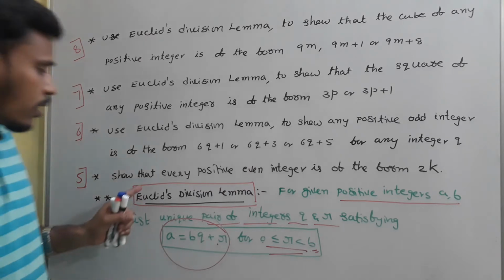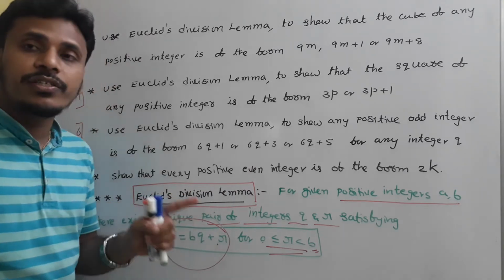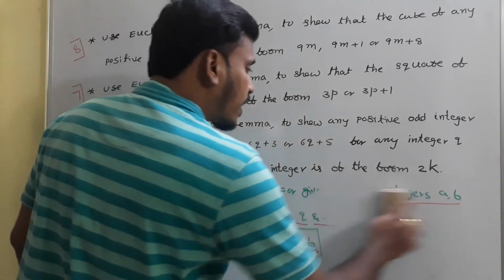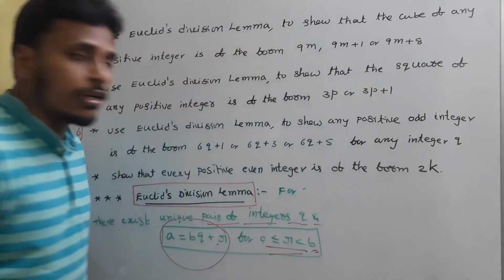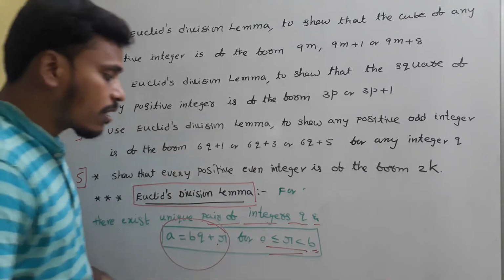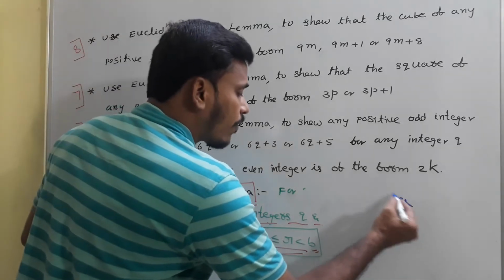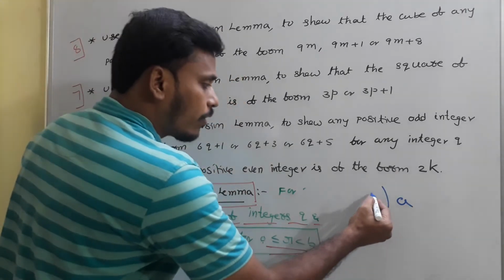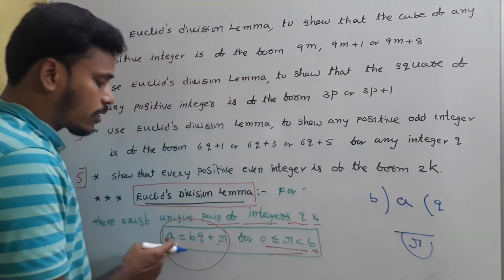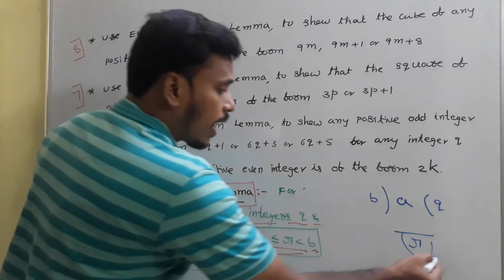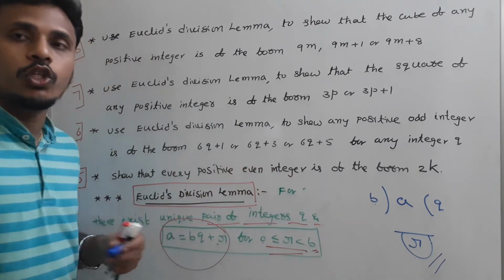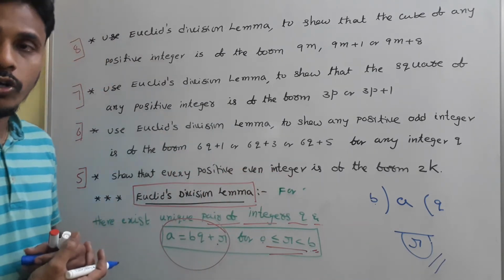As we mentioned in the previous class, this Euclid's division lemma is just a restatement of our long division process. Comparing the long division process with this lemma, a is equal to bq plus r for 0 less than or equal to r less than b is simply our usual division. If you divide a by b, you will get q as quotient and r as remainder. Dividend is equal to divisor times quotient plus remainder, and this remainder must be less than the divisor.